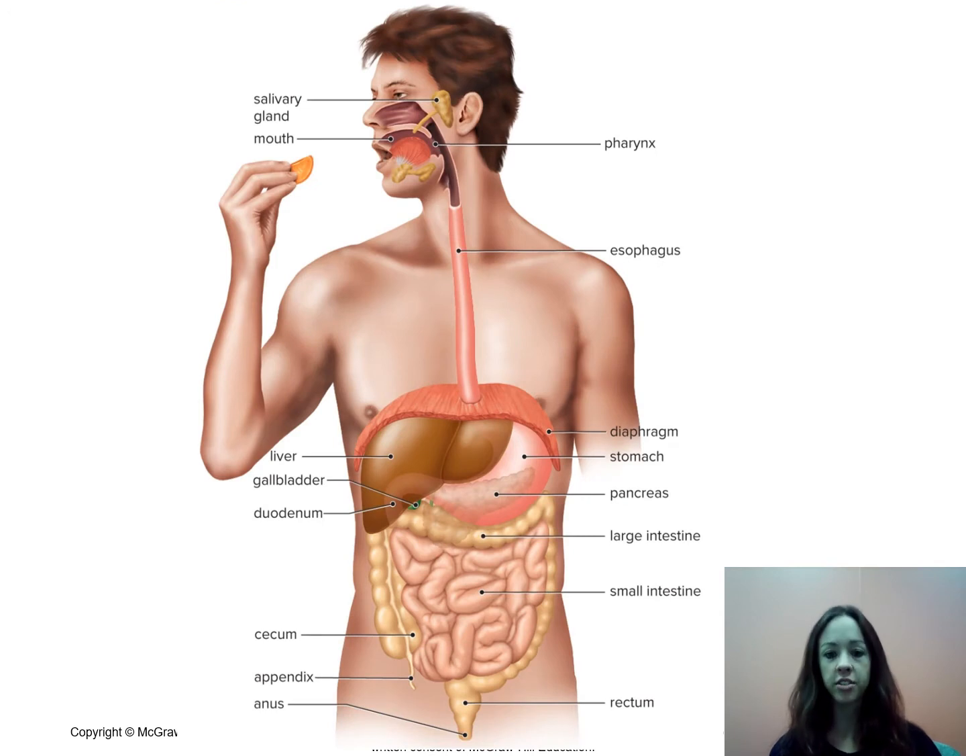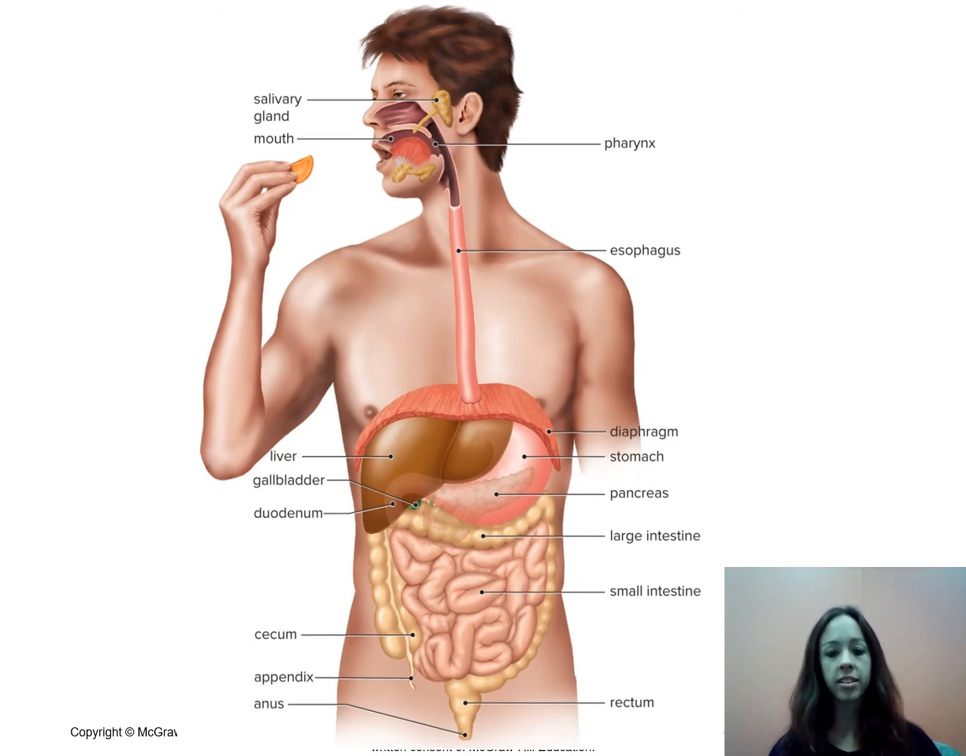Here's the human digestive system. The salivary glands release saliva into the mouth where the food is chewed. The food passes through the pharynx into the esophagus and then into the stomach. The liver and the gallbladder work together to release bile to aid in digestion. After the stomach, the food then passes into the small intestine. Here the pancreas secretes digestive juices to further aid in digestion. In the small intestine, 90% of the nutrient and mineral absorption occurs.